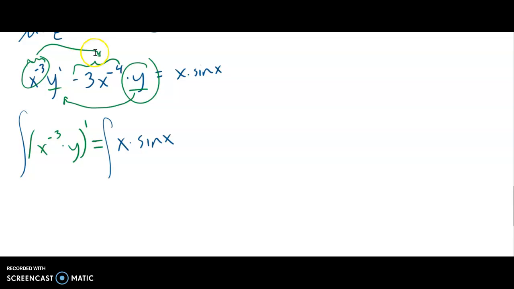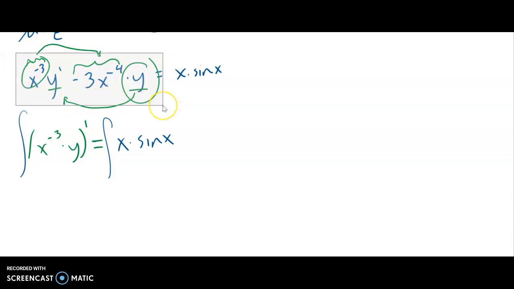Oh, I should just say that the reason why I left these as negative powers is because you can see that this derives to that, right? I get the power rule out front. The negative 3 comes out front, and then the negative 3 power drops down to a negative 4. You should always check that.